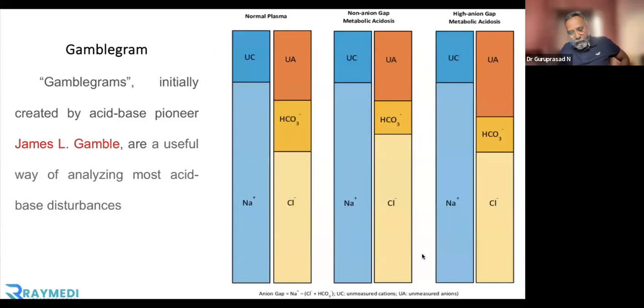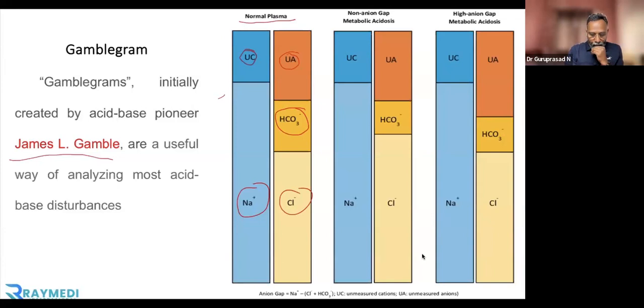So this is what we have to understand to know what the anion gap is. This is called the Gamblegram, which was created by the pioneer Gamble. I think he's an Italian or a French scientist. So what he said is, in a normal plasma, the main cation is sodium, and the main anions are bicarbonate and chloride. But there are so many unmeasured cations and unmeasured anions.